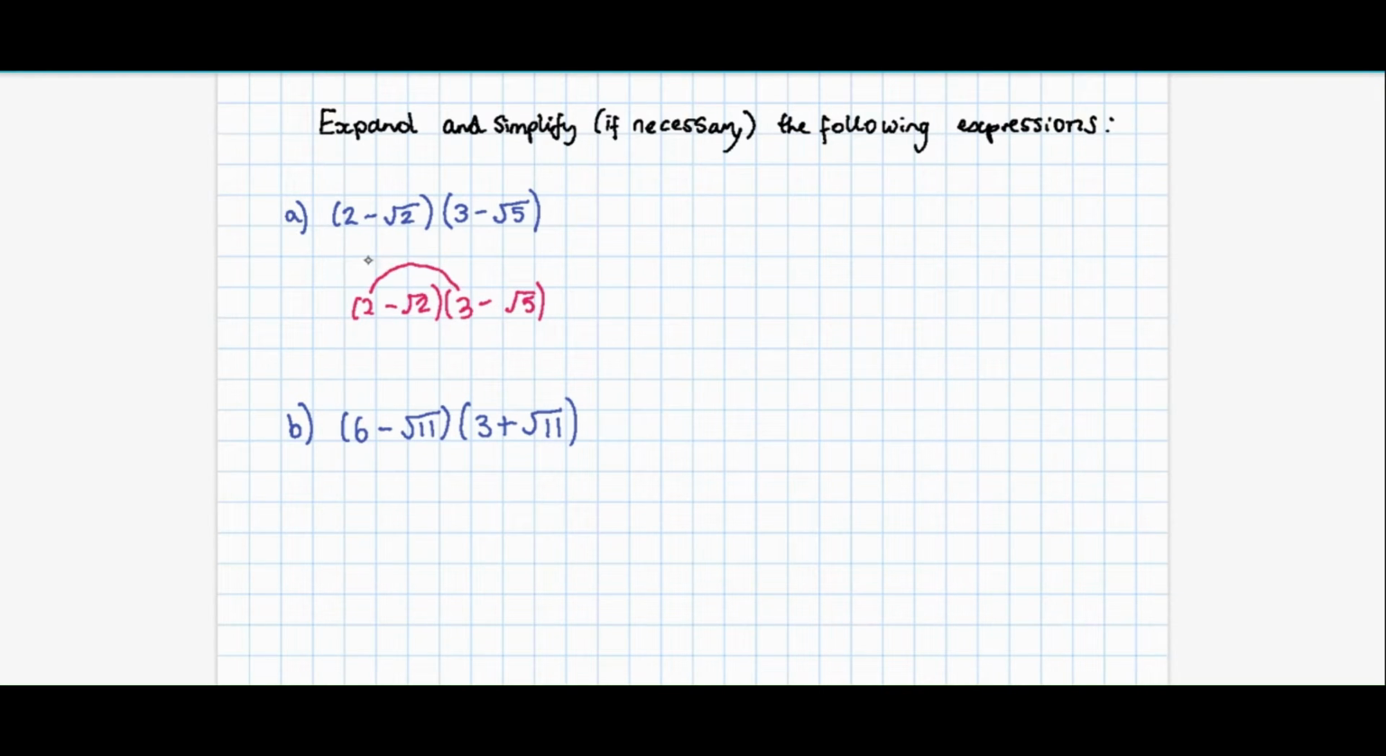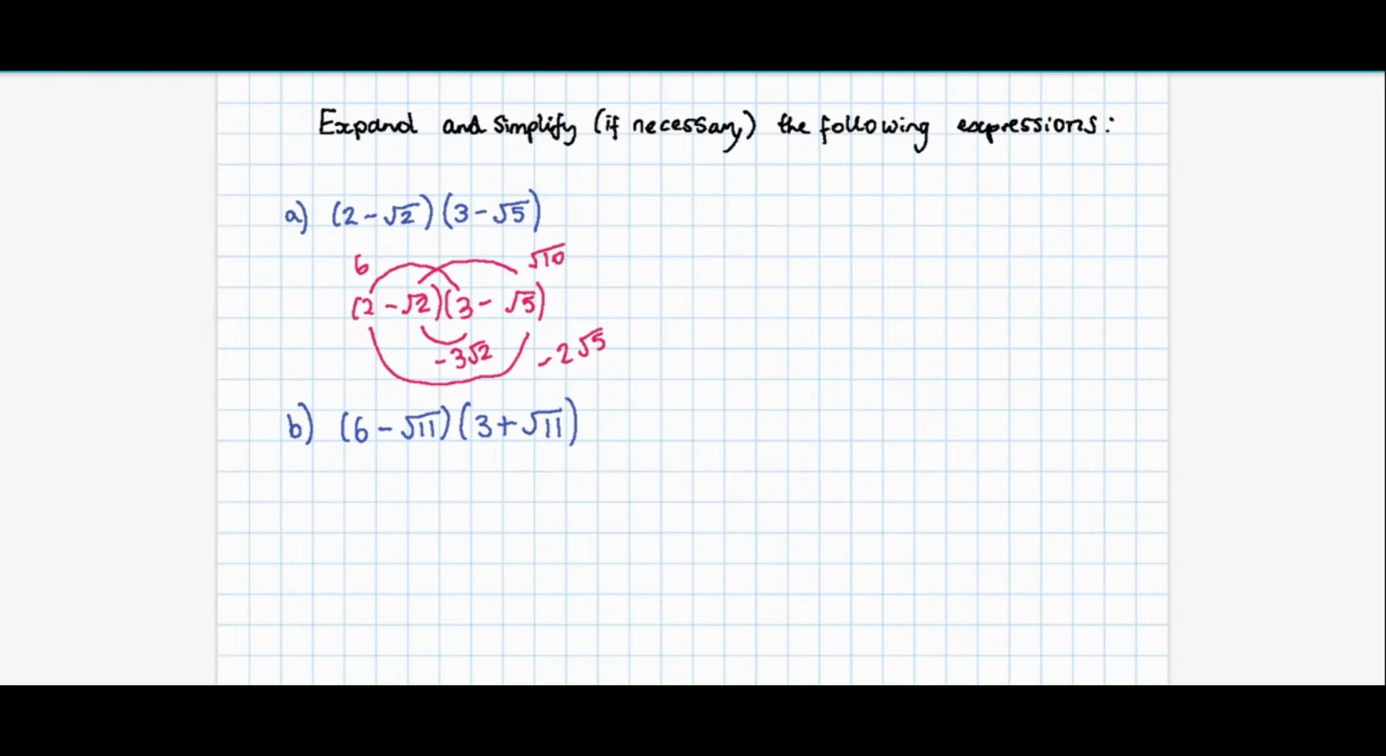So we've got 2 times 3, which is going to be 6. Then we've got minus root 2 times minus root 5. So that's going to make a positive number because 2 negatives timesed together is a positive. So that's going to be plus root 10. Now we've got 3 times minus root 2, which is going to be minus 3 root 2. Then we've got 2 times minus root 5, which is going to be minus 2 root 5.